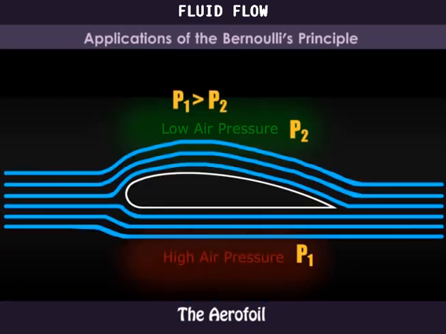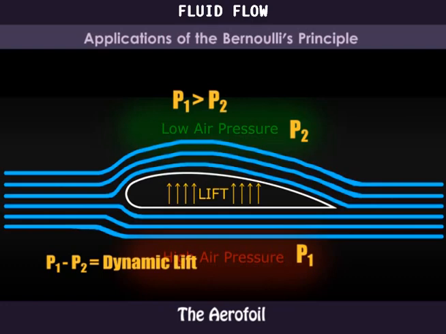The pressure P1 is therefore greater than P2. The pressure difference P1 minus P2 gives rise to the lift of the aerofoil called the dynamic lift. The force of the lift is given by F is equal to P1 minus P2 times A, where A is the area of the aerofoil.